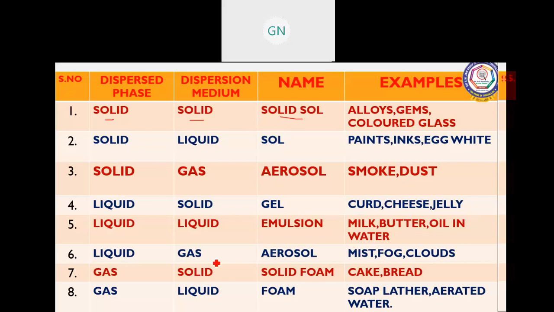Liquid in gas, aerosol: mist, fog, clouds. Gas in liquid, gas in solid, solid foam: cake and bread. Gas in liquid, foam: soap, leather, aerated water. So when you open a cool drink, you can see that carbon dioxide is coming out. So it is a gas in liquid.